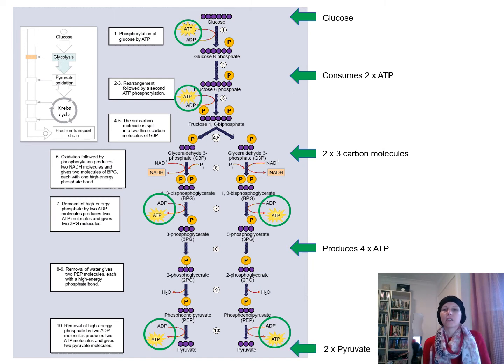At the end of glycolysis, you have pyruvate, and you've got 2 pyruvates because pyruvate is a 3-carbon molecule again. So you started with glucose, which had 6 carbons, and you've ended with 2 pyruvates, each with 3 carbons. You've also gained overall 2 ATP. So there's a net production of 2 ATP. You have had 2 ATP consumed in stage 1, 4 produced in stage 2, and therefore you have a net production of 2 ATP.